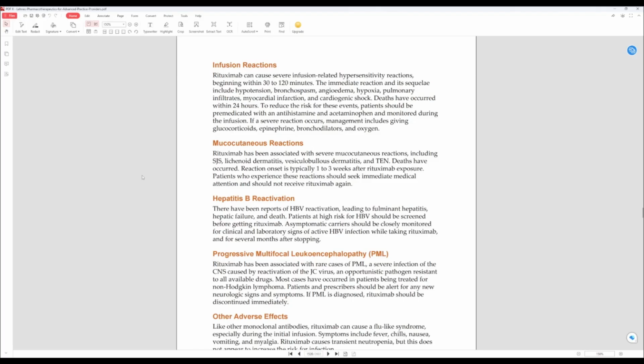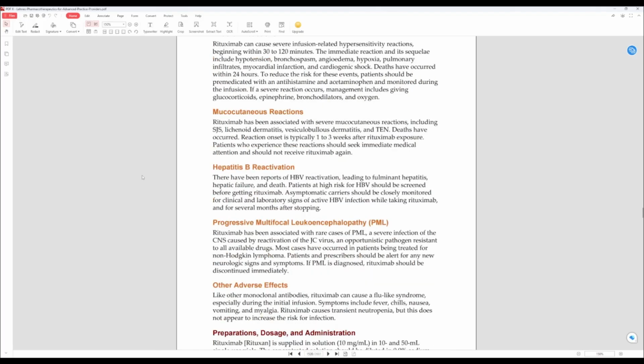To reduce the risk of these events, patients should be pre-medicated with an antihistamine and Tylenol and monitored during the infusion. If a severe reaction does occur, management includes giving glucocorticoids, epinephrine, bronchodilators, and oxygen.